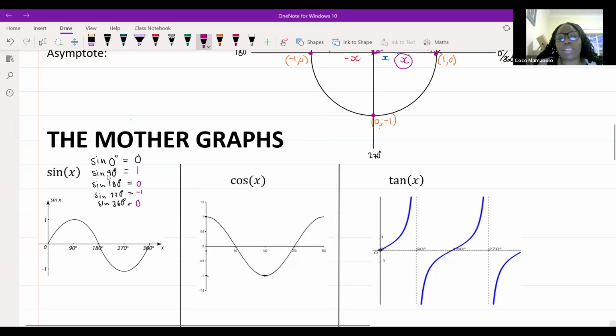Okay, let's look at the mother graph of cos x. And for that, we're going to do the exact same thing we did for sine. Instead, we're going to use cos. So we're going to look for cos of 0, cos of 90, cos of 180, cos of 270, and cos of 360. All right, let's find those values.